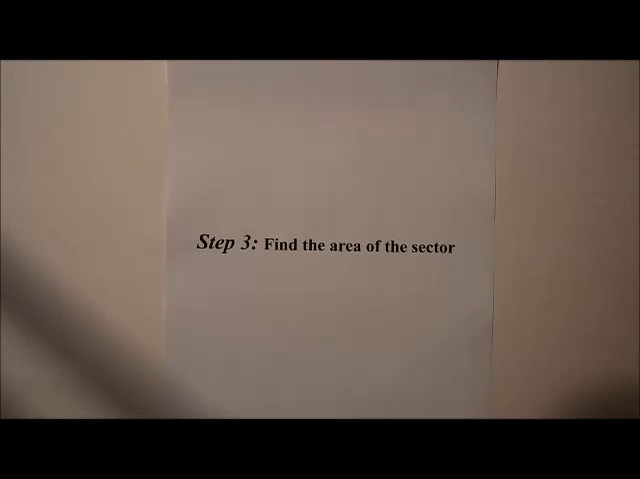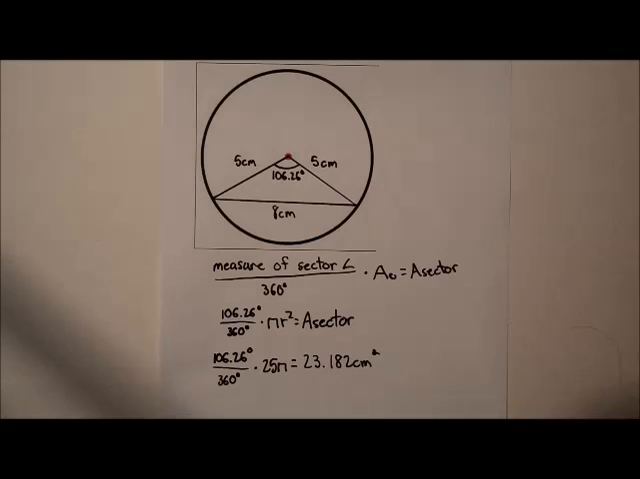Step 3. Find the area of the sector. The area of the sector is equal to the measure of the sector angle divided by 360 degrees multiplied by the area of the circle. The area of the circle in the example is 5 squared multiplied by pi. Since 5 squared is 25, the area of the circle in the example is 25 pi.